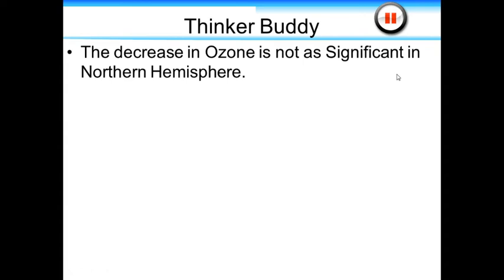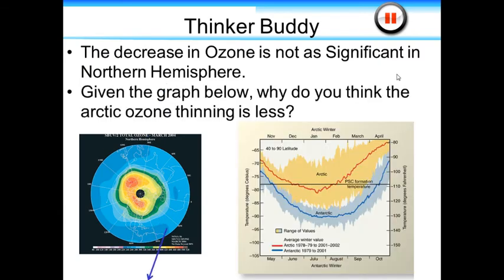Now, the decrease in ozone is not as significant in the northern hemisphere. It's a little smaller. So take a look at that graph and see if you can articulate why you think the Arctic ozone is thinning a little less than Antarctic.